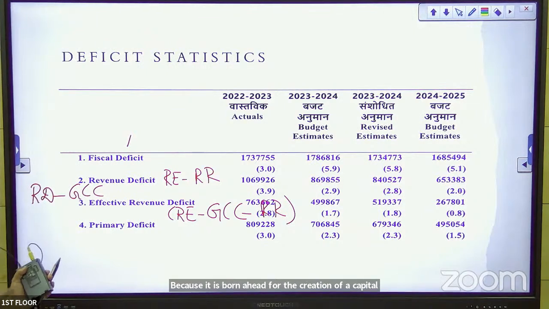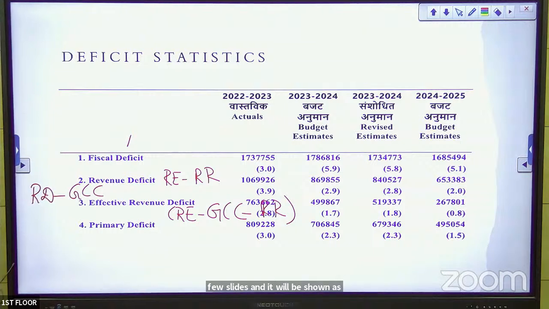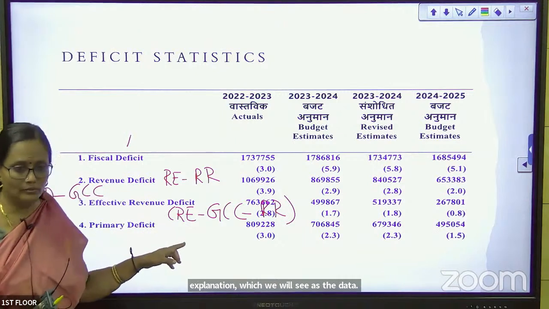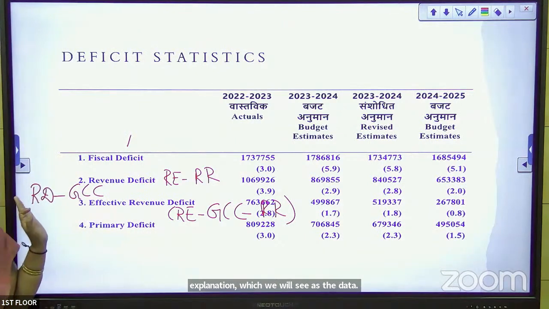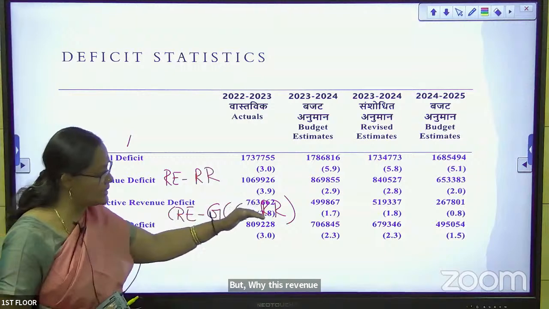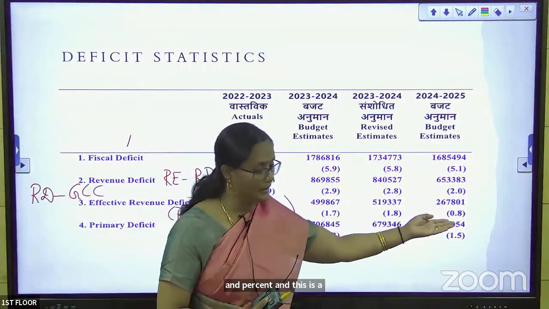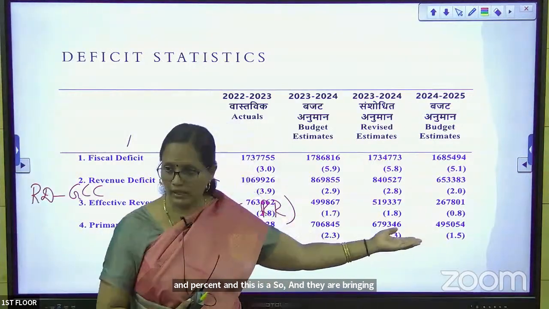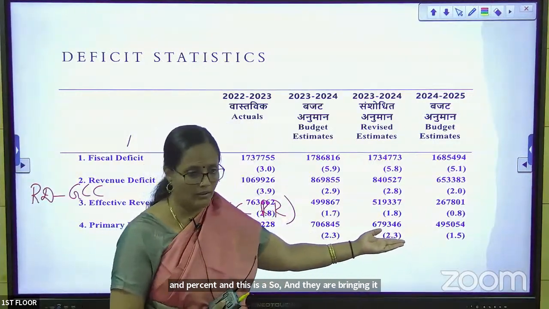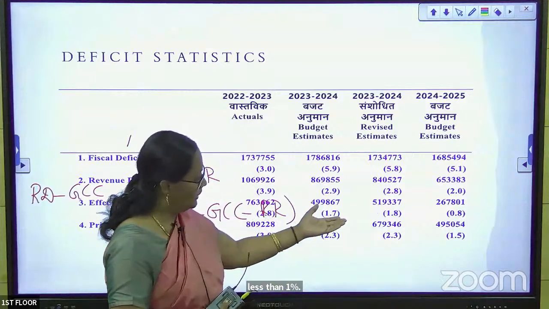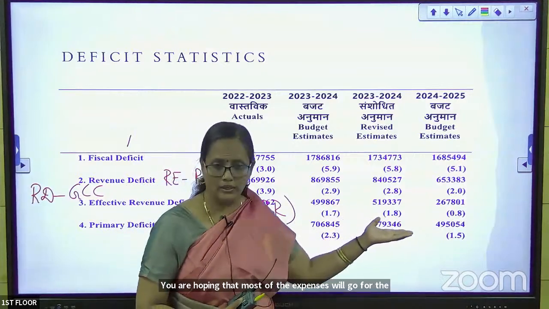Whatever they are minusing here as the GCC will be added into the capital expenditure in the next few slides, and it will be shown as the effective capital expenditure, which we will see as the data. But are we clear here why this revenue deficit became effective revenue deficit? And this is the reason why this revenue deficit is also falling, and they are bringing it to less than 1% here, hoping that most of the expenses will go for the creation of capital assets. But as of now, we have somewhere around 1.8%.